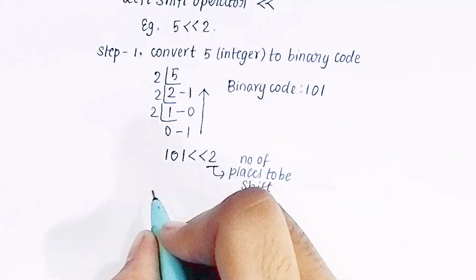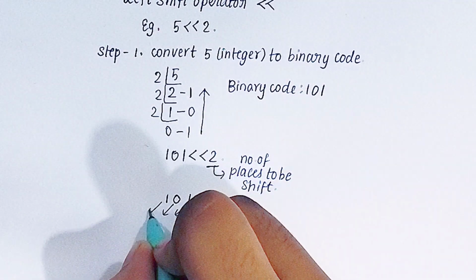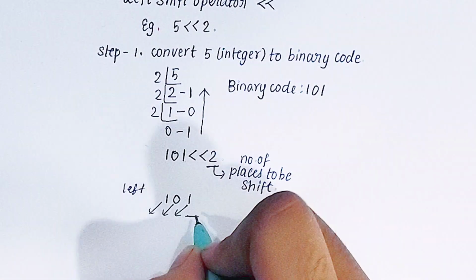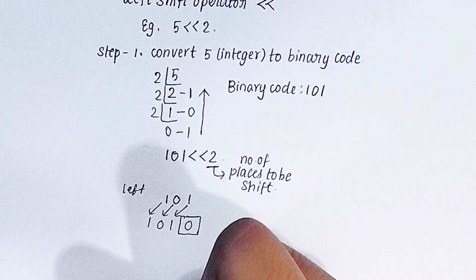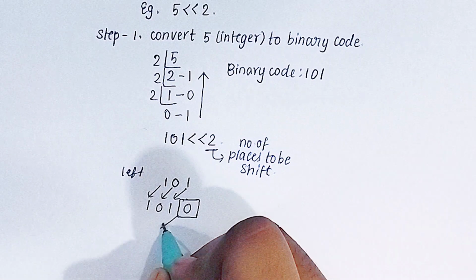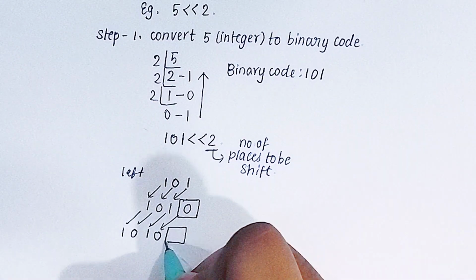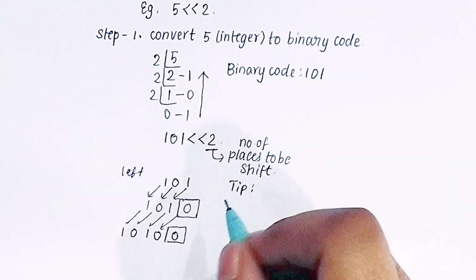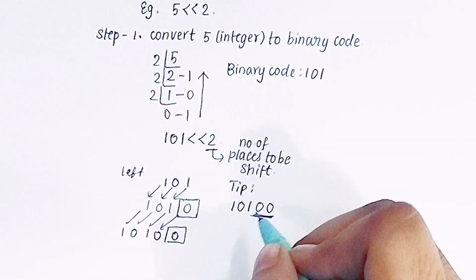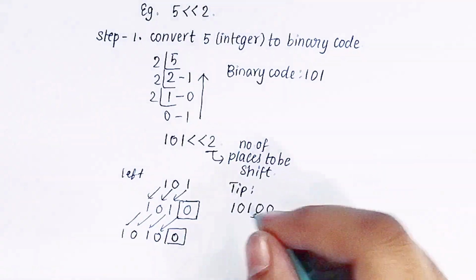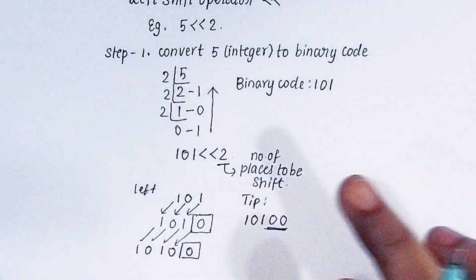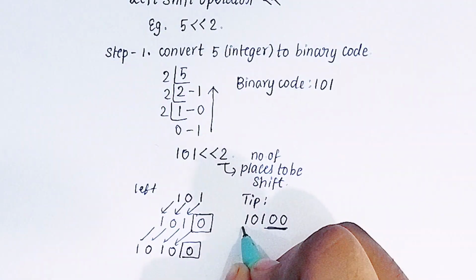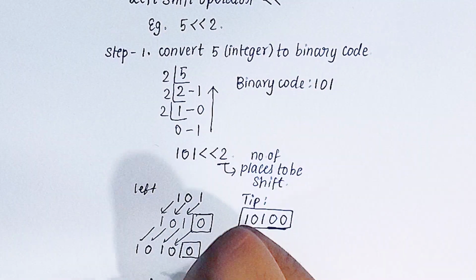Now the binary code 101 is left shifted. This is just for your understanding: you write the number and then write 0. Again, whenever you shift once more, you write another 0. So the tip is that the number of places you need to shift, you already know, so write that many zeros. Here we have 2, so we write 2 zeros. In this way, you can write it easily and quickly. Hence, we get this binary code.